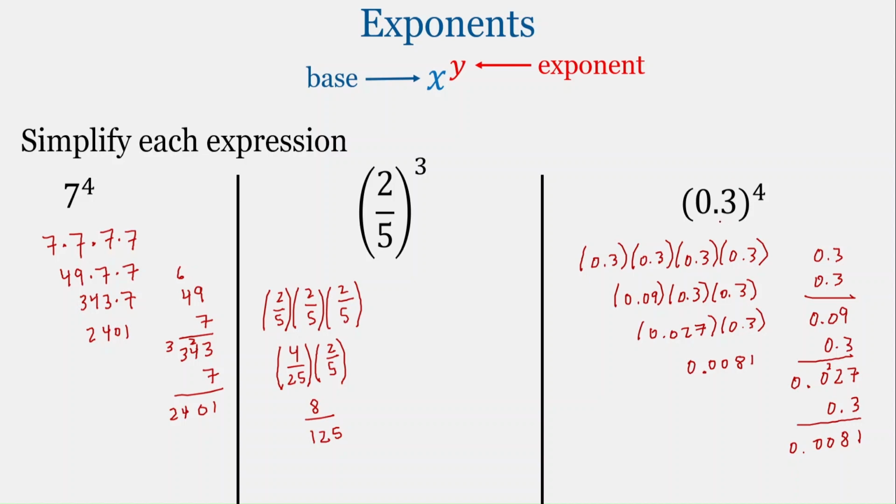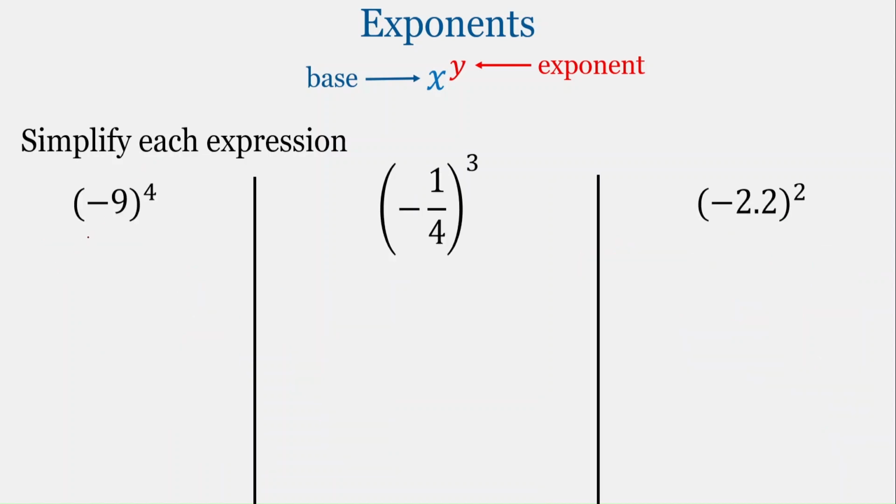Notice that we started with 1 decimal place. We were taking a base that had 1 decimal place, 0.3, and we took it to the 4th power. We ended up with 4 decimal places.